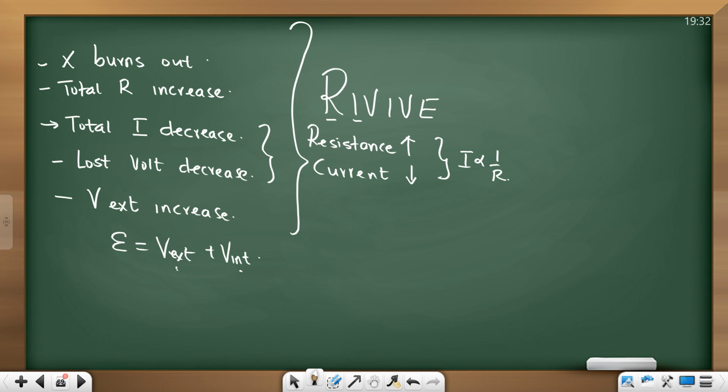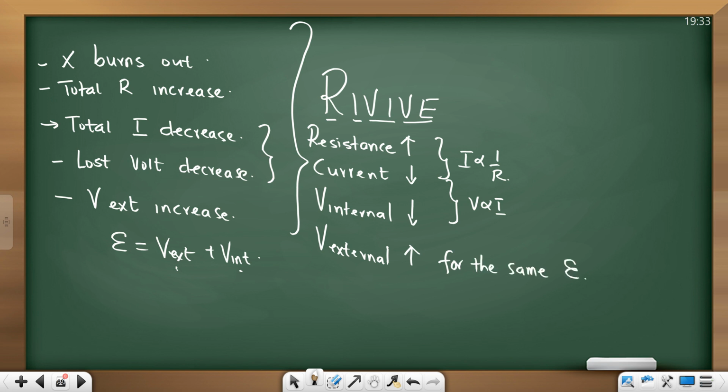You see that? What is next? VI. Voltage internal. According to Ohm's law, if my current decreases, what will happen to V internal? It will also decrease. What's the connection here? V and I are directly proportional. What is the next? V external. If VI decreases, V external will increase for the same EMF. So revive is key.